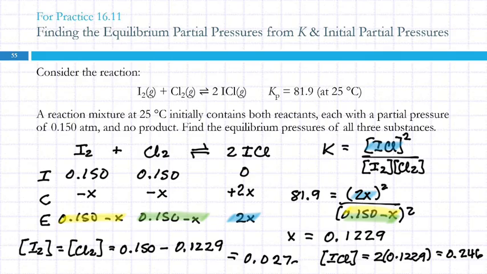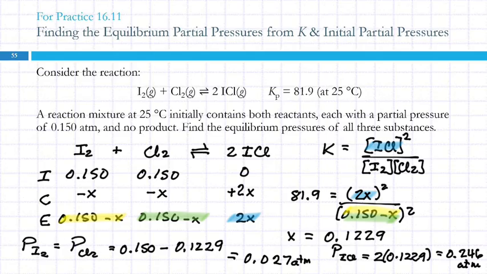So I wrote concentration out of habit. This is the partial pressure of ICl. It's the partial pressure of I2, which is equal to the partial pressure of Cl2. Any questions?